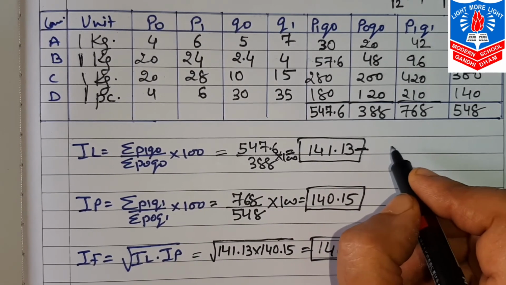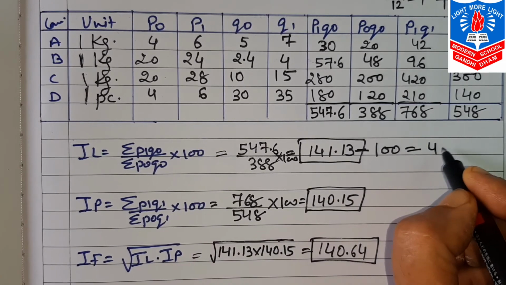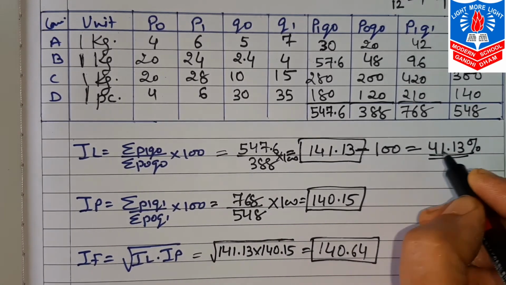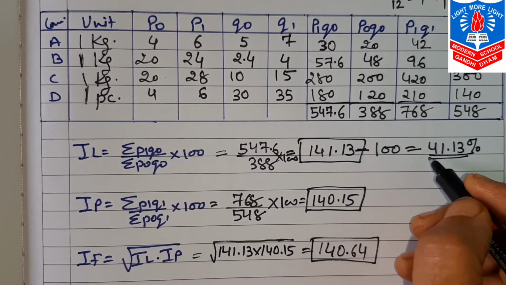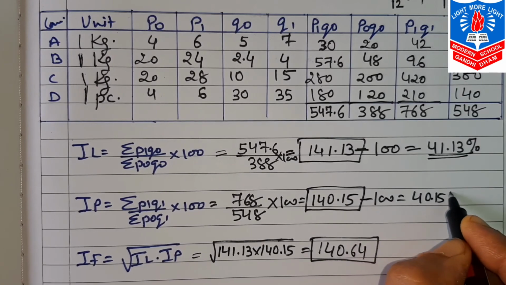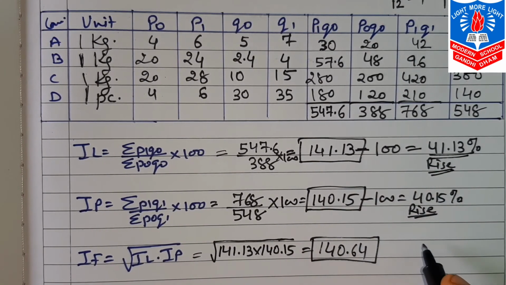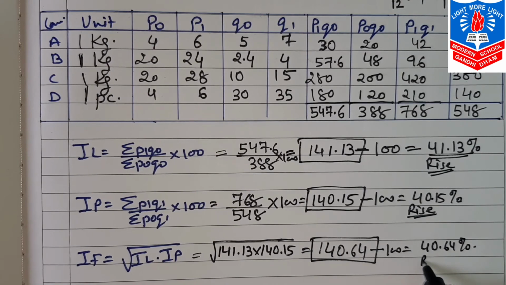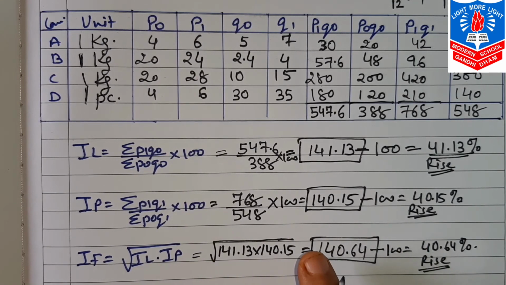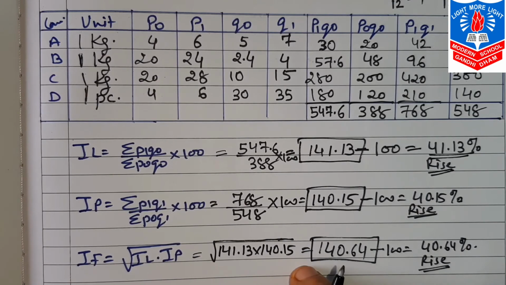Now we already discussed in the previous session also. Always, whether it is asked in the question or not, this 141.13 we subtract 100 from this. What comes? 41.13%. There is a rise in the price of the current year as compared to the base year. Same way with IP, this comes 40.15%. There is a rise in the price of the commodities in comparison to the base year. Same way in this, that comes 40.64% rise in the prices of the current year as compared to the base year. So this is how we solve. As I said, very important. From the board point of view this is important.